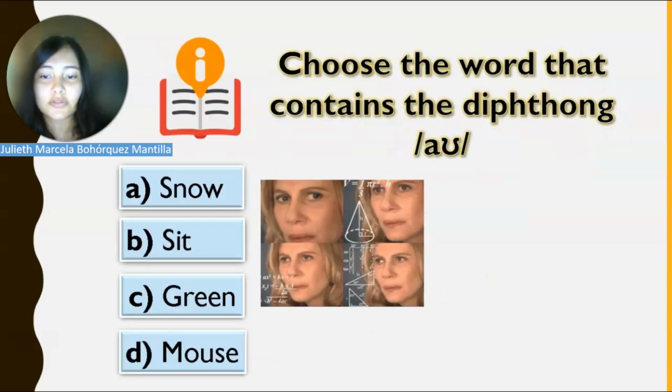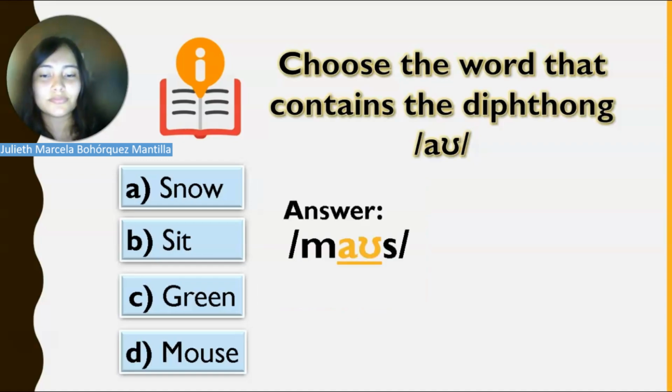Alright, let's move on to activity 2. Diphthong identification. Choose a word that contains the diphthong ow. Listen carefully and repeat. A, snow. B, seat. C, green. And D, mouse. Which one do you think is correct, Luis? Exactly, mouse. That's ow.